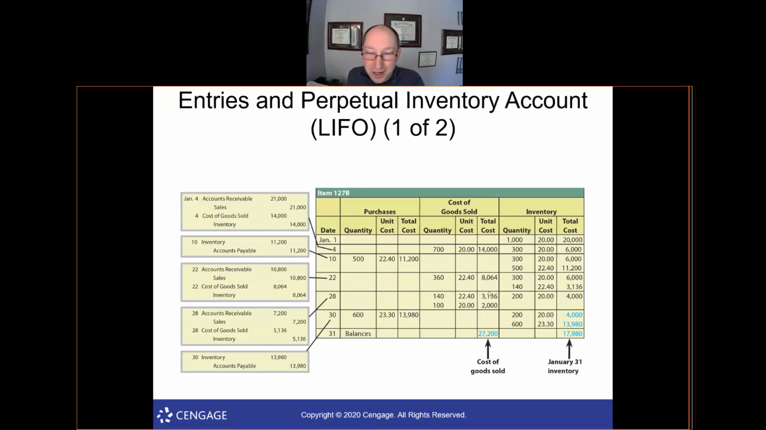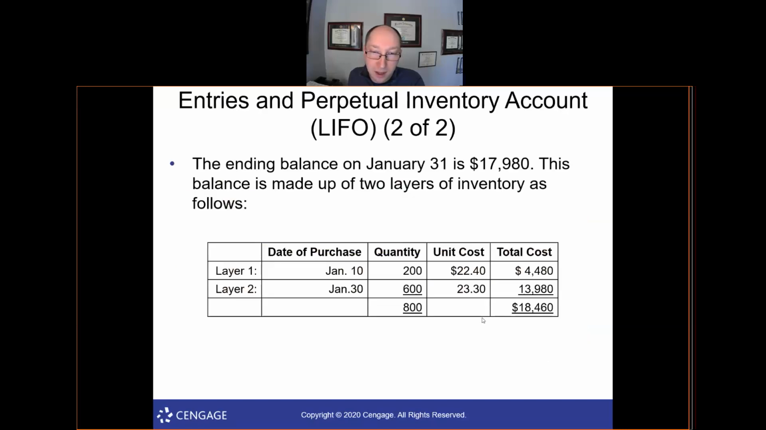Okay, so using the last in, first out method, on January 30th, we purchased 600 units, right? So we're going to sell that 600 units first. So using the last in, first out method, we find our total cost of goods sold is $27,200, and our ending inventory is $17,980. How we got the $17,980? Remember, we sold the last one first.